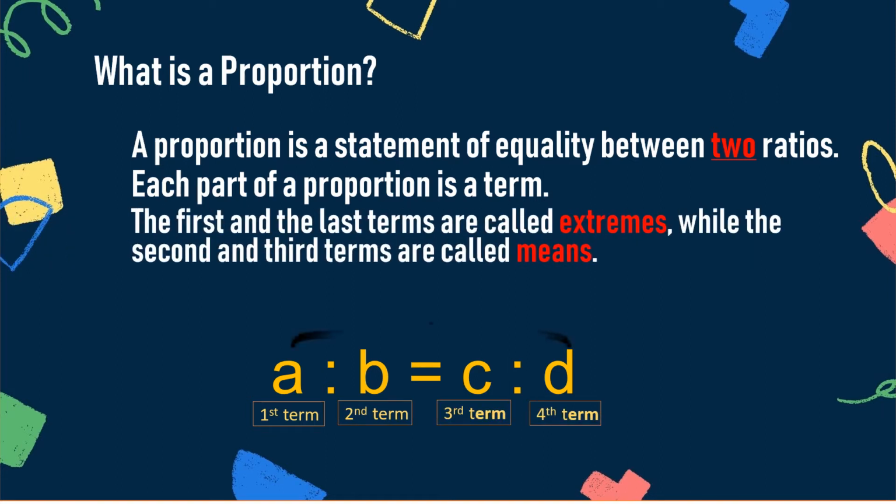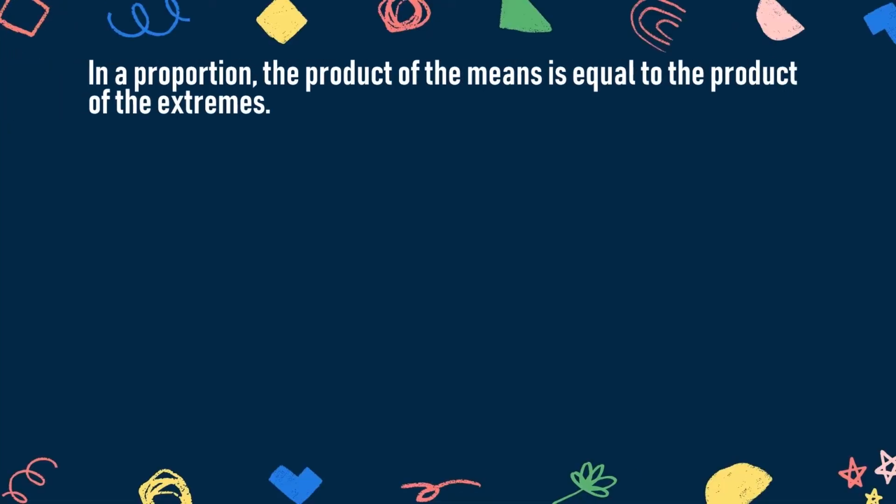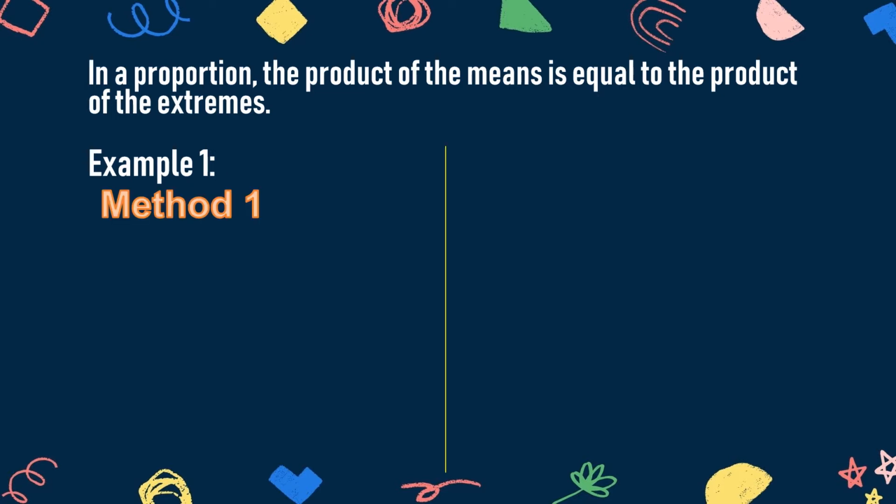The first and the last terms are called extremes, while the second and the third terms are called means. In a proportion, the product of the means is equal to the product of the extremes. Let's try an example using two methods. First is by using the cross-product method, since the ratios are written in fraction form. In this method, we will simply cross-multiply.